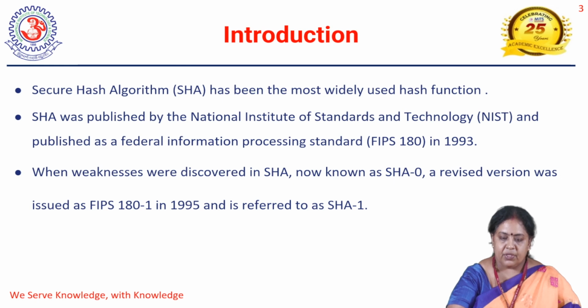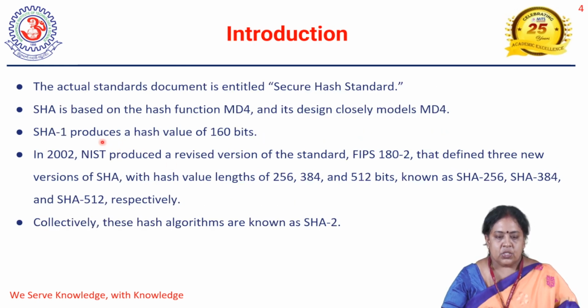Even though there were some flaws, it was revised in 2002 and named SHA-2. SHA-1 produces a hash value of 160 bits, whereas in SHA-2 we have three variations. One has a hash value of 256 bits, one 384, and one 512. They are called according to their hash values: SHA-256, SHA-384, and SHA-512. All these are collectively grouped under the algorithm called SHA-2.